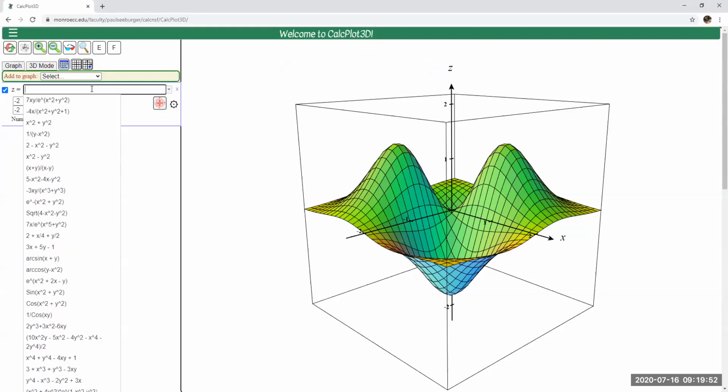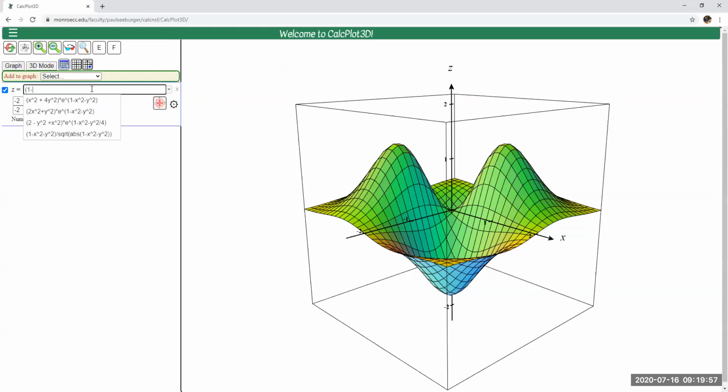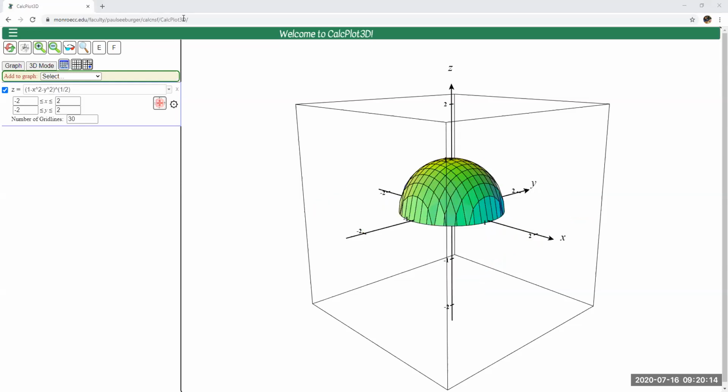Yeah, okay. So at least let's look at one, let's look at half of the sphere, semi-sphere. 1 minus x squared minus y squared, square root of that. Rather than writing square root of that, I can write with power 1 over 2. And the graph would be what you see here, the semisphere.